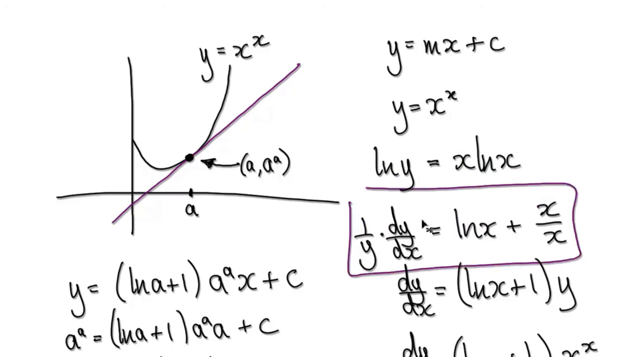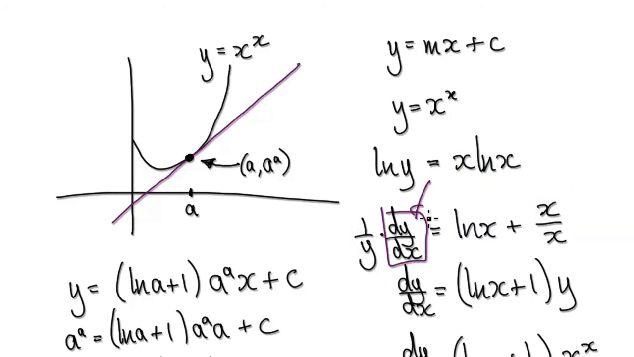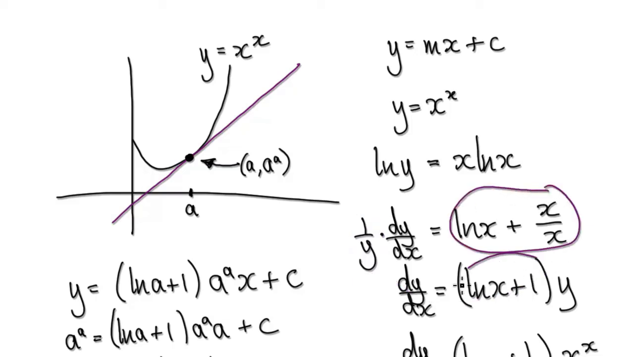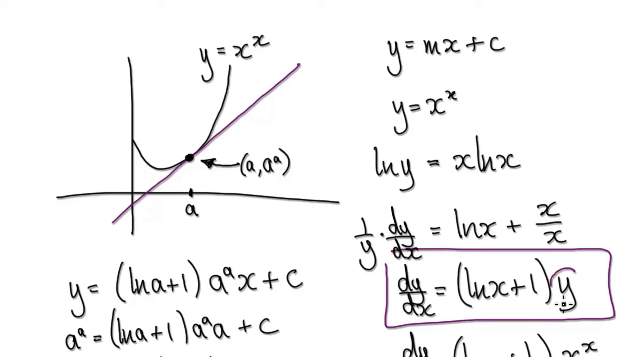Remember, we want to work out dy by dx. We want to get this on its own. So from this, multiply both sides by y. This thing here becomes this, and when you multiply by y, it will then give you this thing here. So dy by dx is given by this, but we don't want the answer in terms of y.